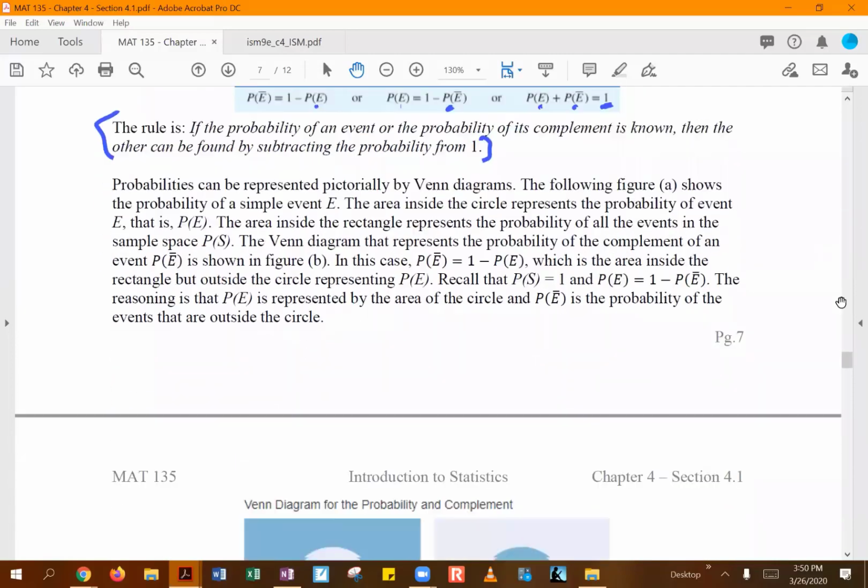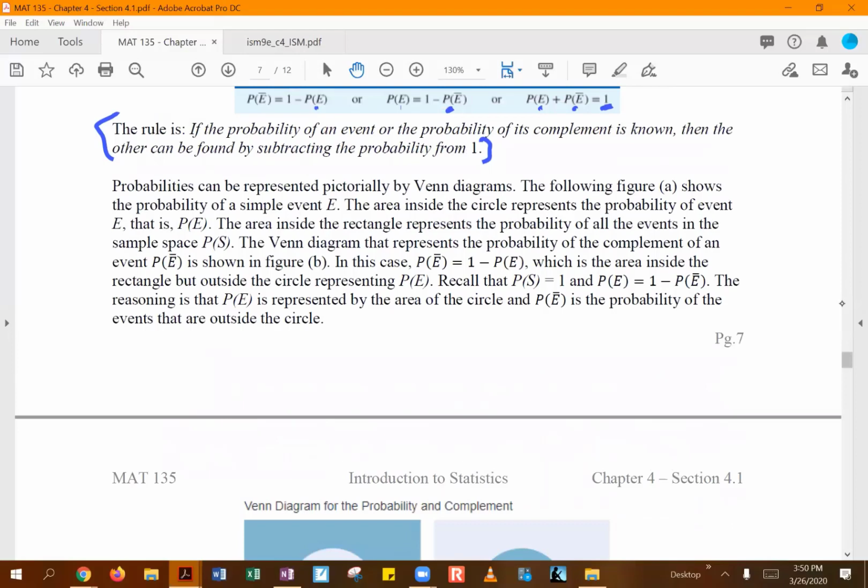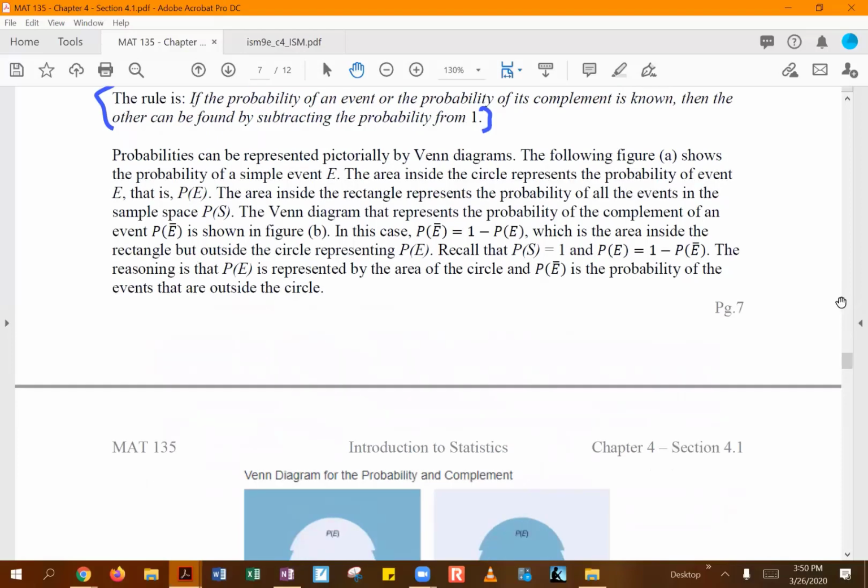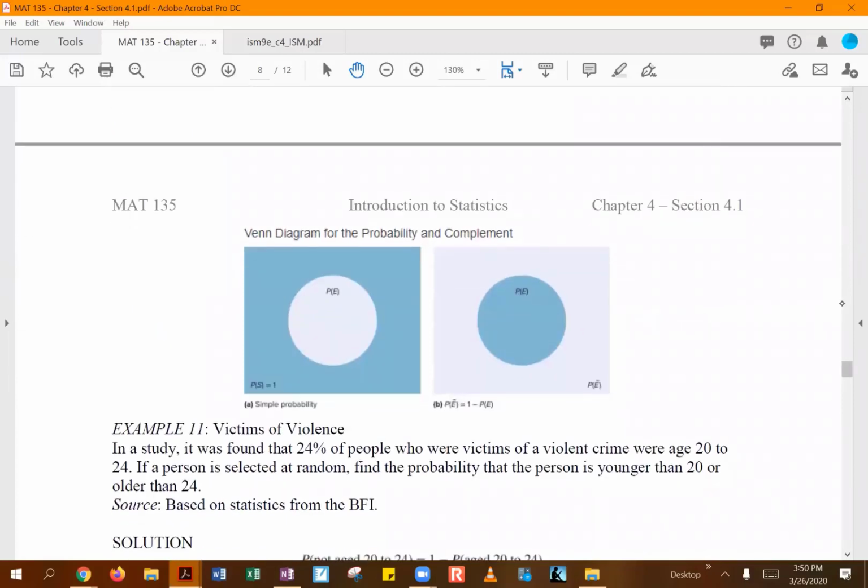Here, they're talking about how you can also use Venn diagrams to help you out. I'm not going to read the paragraph here; go ahead and do that yourself. So basically, the idea is since we know the entire sample space is going to have a probability of 1, if this is the probability of event E, then this blue on the outside will be the probability of the complementary event. And together, both of these will add up to 1.